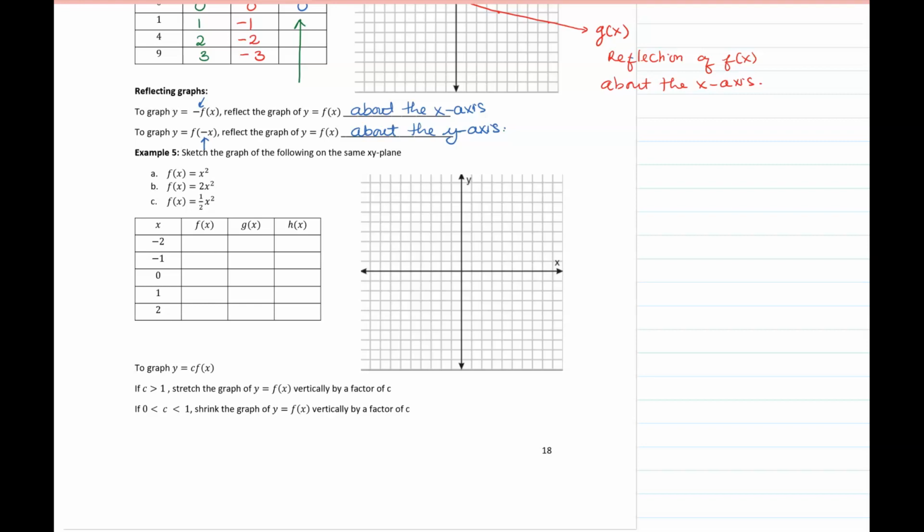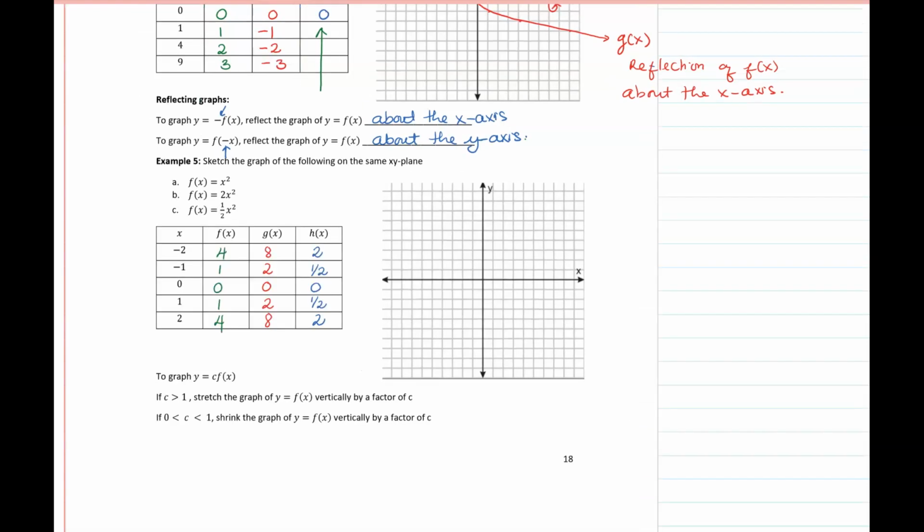Sketch the graph of the following on the same xy plane. Again, I'll make the table of values and plot the graph. So here I got my table of values. For this problem, when graphing, I will divide the scale as follows. This is -1, -2, 1, 2.